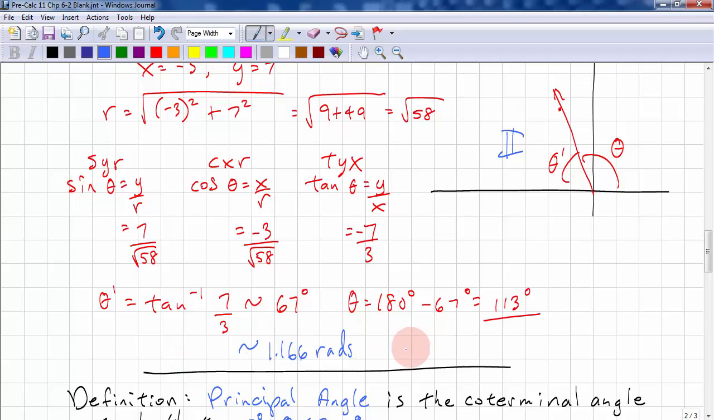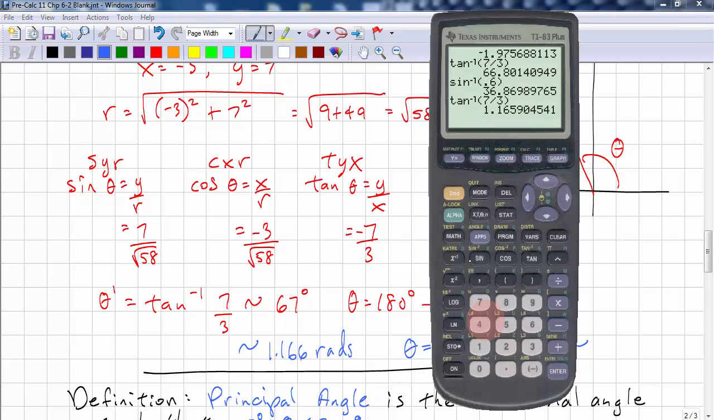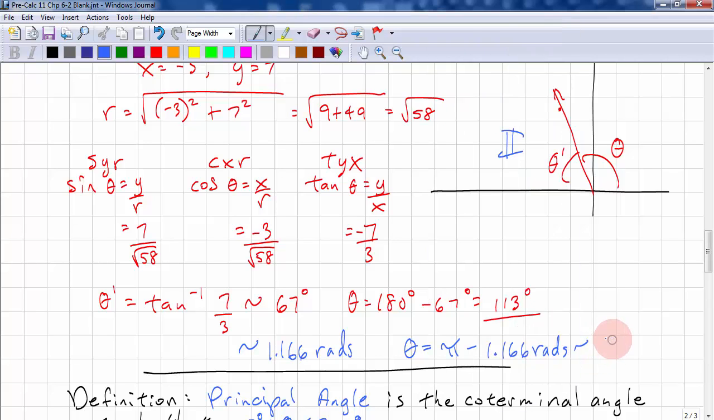And in quadrant 2, we have pi minus 1.166 radians. And second pi minus second answer. And we get 1.976. 1.976 rads.